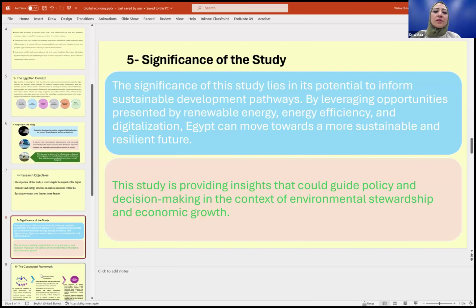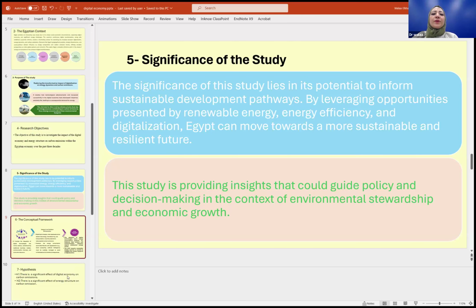The significance of this study lies in the potential to inform sustainable development pathways by leveraging opportunities presented by renewable energy, energy efficiency, and digitalization. Egypt can move towards a more sustainable and resilient future. This study is providing insights that could guide policy and decision making in the context of environmental stewardship and economic growth.